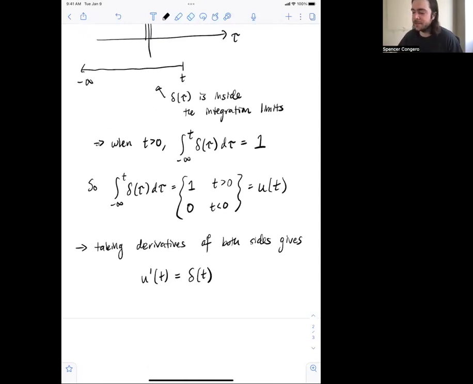Okay, so we're going to be using the unit step function throughout the class, and this is just a relationship between the unit step function and the delta function. Okay, so that's it for this video.